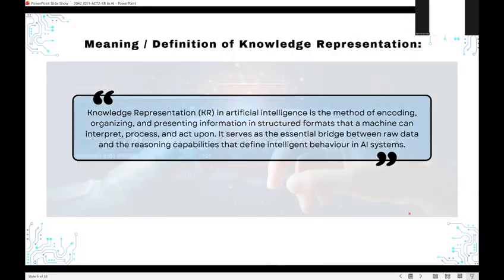So, what exactly is KR? It is a method of encoding and organizing information so that a computer can use it meaningfully. Think of it as a bridge between data and intelligence, turning numbers and text into an understandable format.